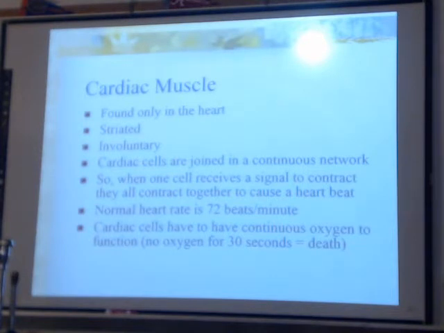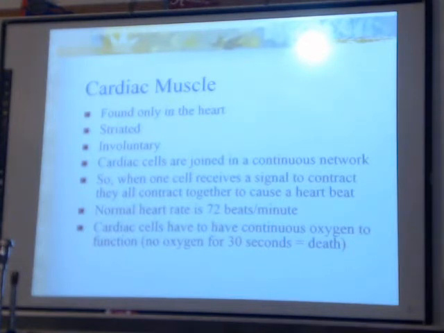So if you remember when we talked about the heart, you have the atria contract at one time and the ventricles contract at the same time. So when the signal from the sinoatrial node fires, the atria contract. And when the impulse from the atrioventricular node fires, the ventricles contract. But those impulses don't get to every cell. So when one cell receives the signal, they all contract together. The normal heart rate, it says 72 beats a minute. I'm going to tell you anywhere from 60 to 100 is a normal heart rate.